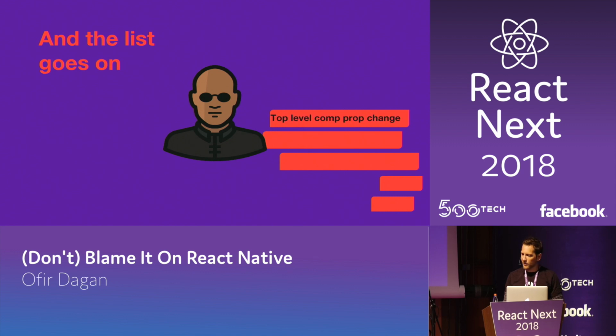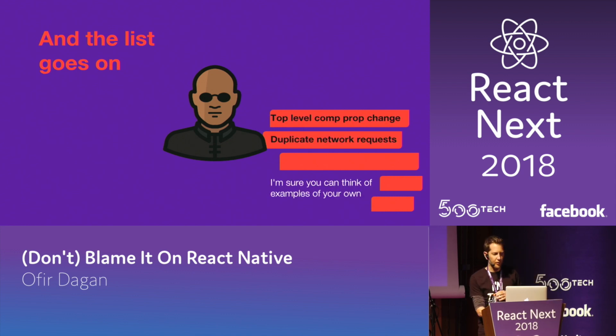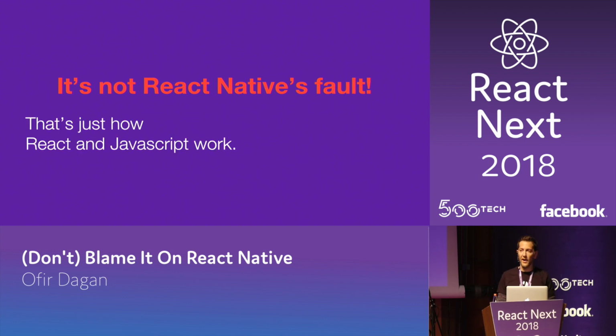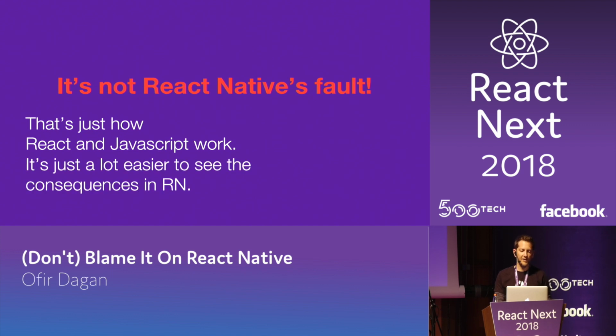And the list goes on and on. I'm sure you can find examples of your own. So what am I saying here? It's not React Native's fault. It's just how React and JavaScript work. It's just a lot easier to see the consequences in React Native because of its architecture with the bridge, and because we're working on mobile devices which have lower CPU power.